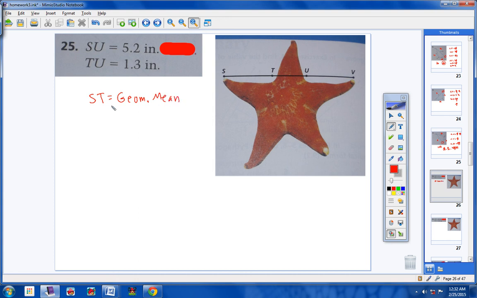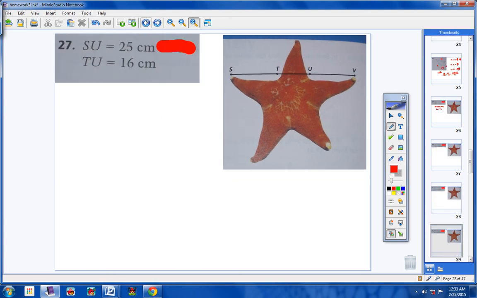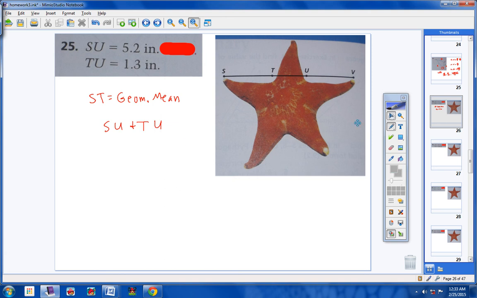And ST, now listen to me carefully students, ST is the geometric mean of what two numbers? Well, SU and TU. And it says it right here in the directions. The directions say the geometric mean of SU and TU is ST. Okay, so ST is the geometric mean of these two numbers here, or these two sides here. Then it says this in the directions. Find ST. So for 25, 26, 27, and 28, we are going to find ST.